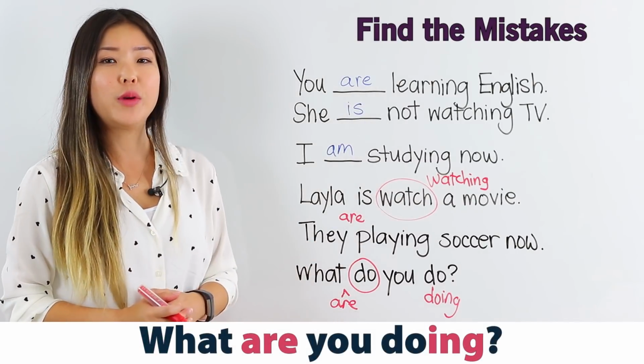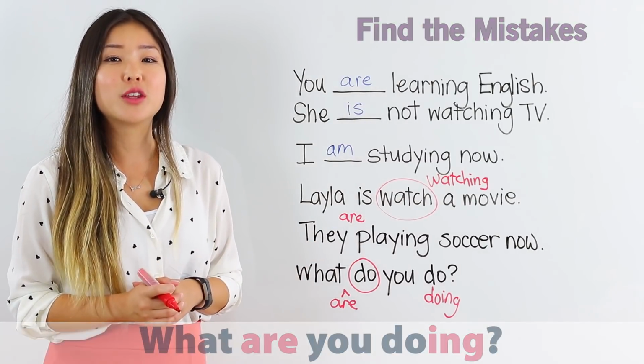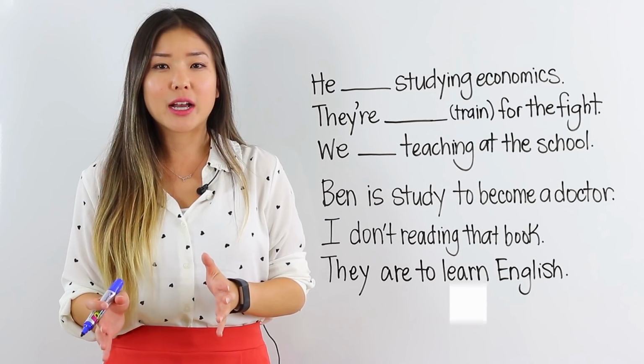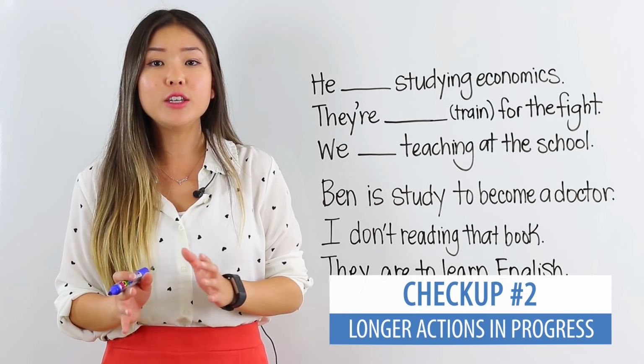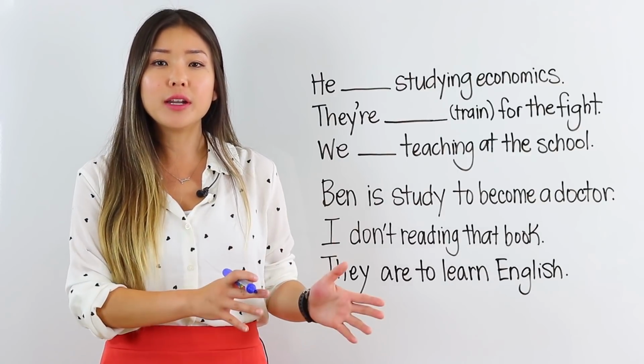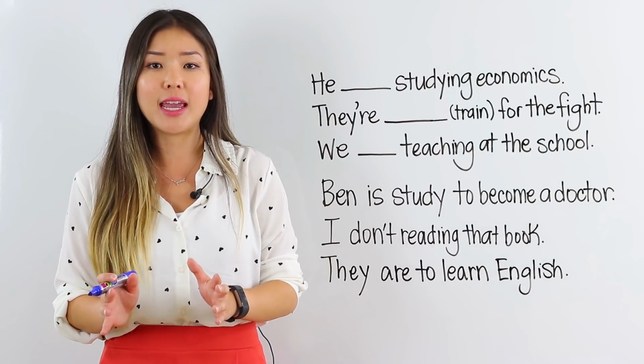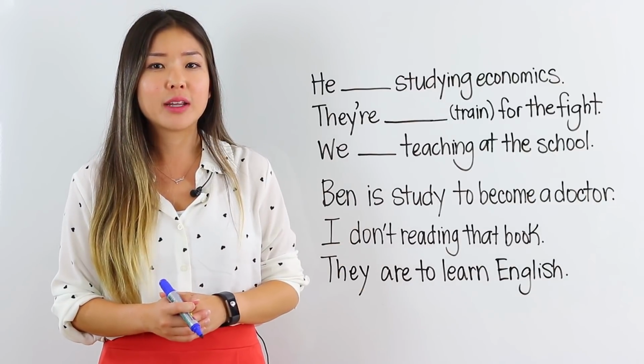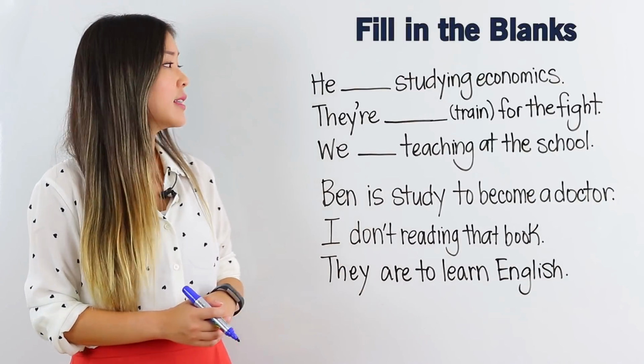What are you doing? Let's move on to the next practice. For this checkup, we'll talk about the present continuous tense and how it can be used to describe an action that started in the past and continues today. It's a longer action. Let's take a look at the first sentence.